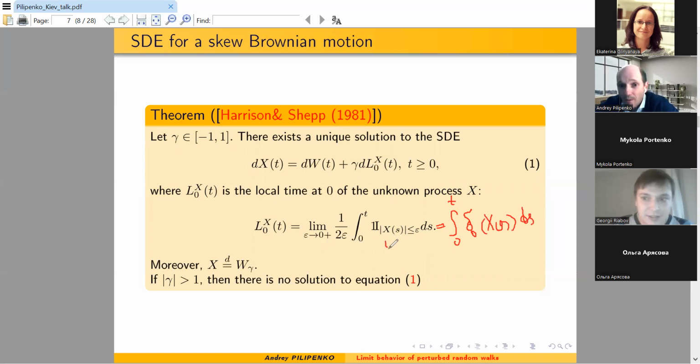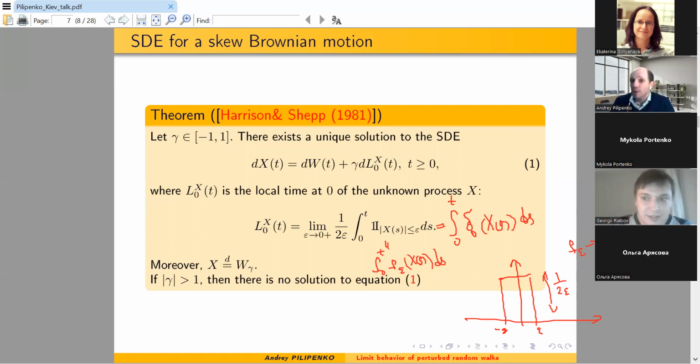What is this? This is the integral of a function f epsilon of x s ds, where the function f epsilon has the following form. So this is epsilon, this is minus epsilon. The height is 1/2 epsilon. And this function f epsilon converges in a generalized sense to a Dirac's delta function concentrated at zero.